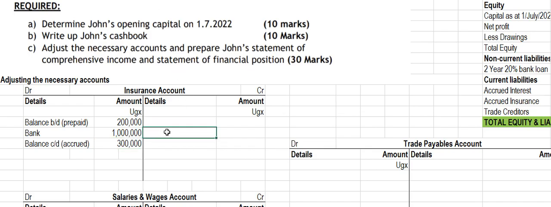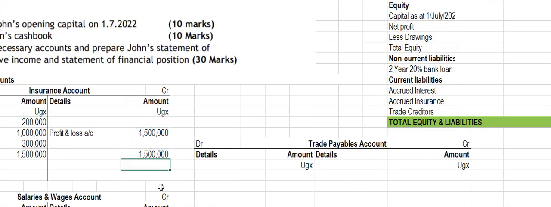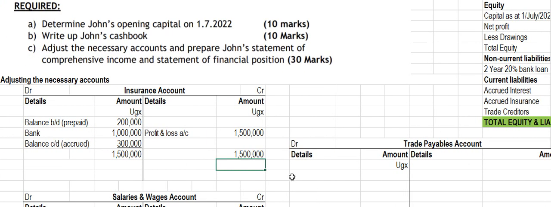Now, how much do we take to our profit and loss account? Of course, we shall take the total, which is this plus this. We shall take 1.5 to the profit and loss as our insurance expense. Don't forget to balance the account. This is 1.5. Even here you should have the 1.5, trying to balance the insurance account.